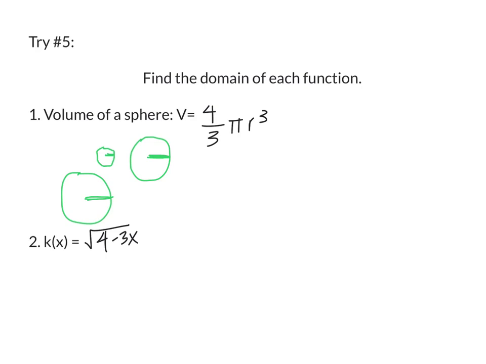So with that being said, our domain is R such that R is greater than 0. So the radius can be any value as long as it's greater than 0, so that it will maintain the shape of a sphere. That's it.